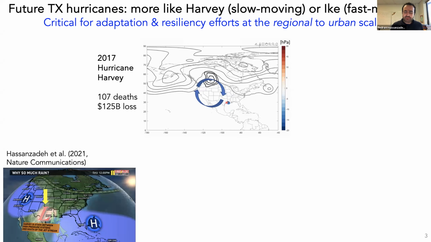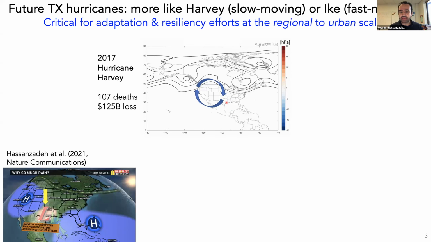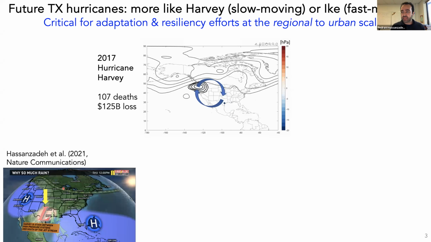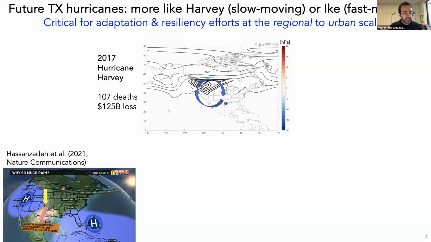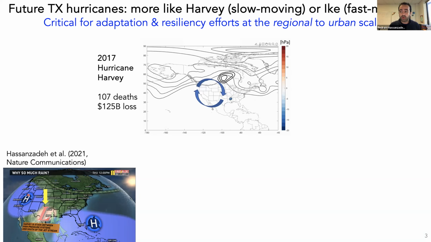Now, this might look like a coincidence, but in a paper that we later published, we looked at some of the past events and at future climate simulations, and we found that whether in Texas we get fast-moving or slow-moving hurricanes depends a lot on whether there is a high-pressure system, a blocking event, over the Western US or not.